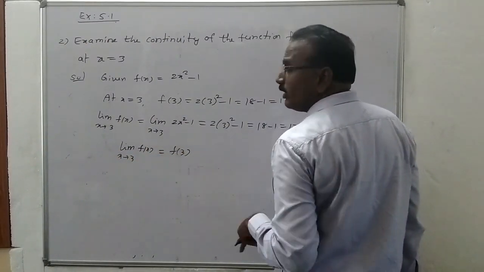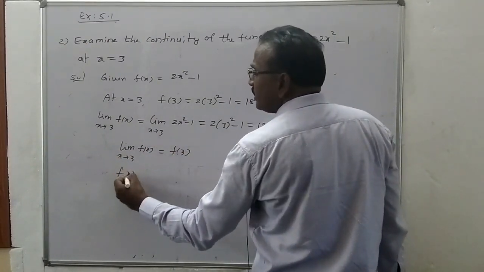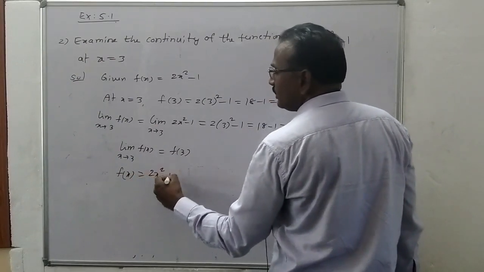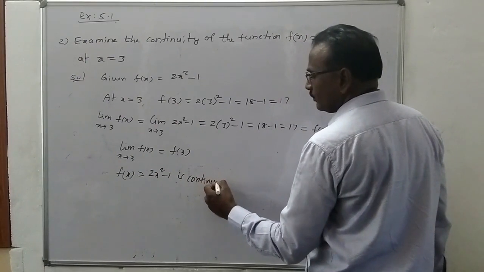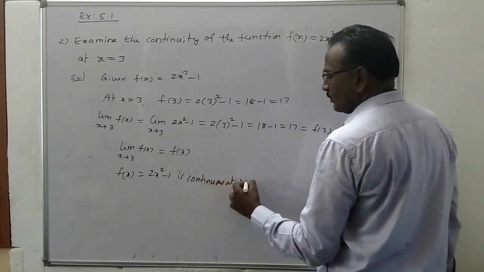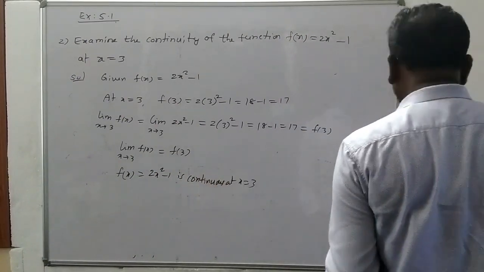Therefore by definition of a continuous function, f of x is equal to 2x squared minus 1 is continuous at x is equal to 3. So this is the second one.